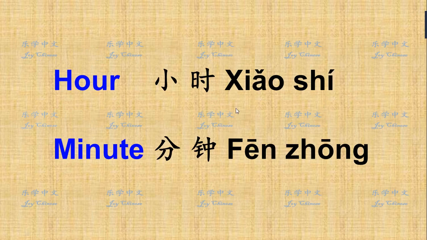And for hour, in Chinese, they say 小时. For minute, we say 分钟. Hour and minute: 小时, 分钟.